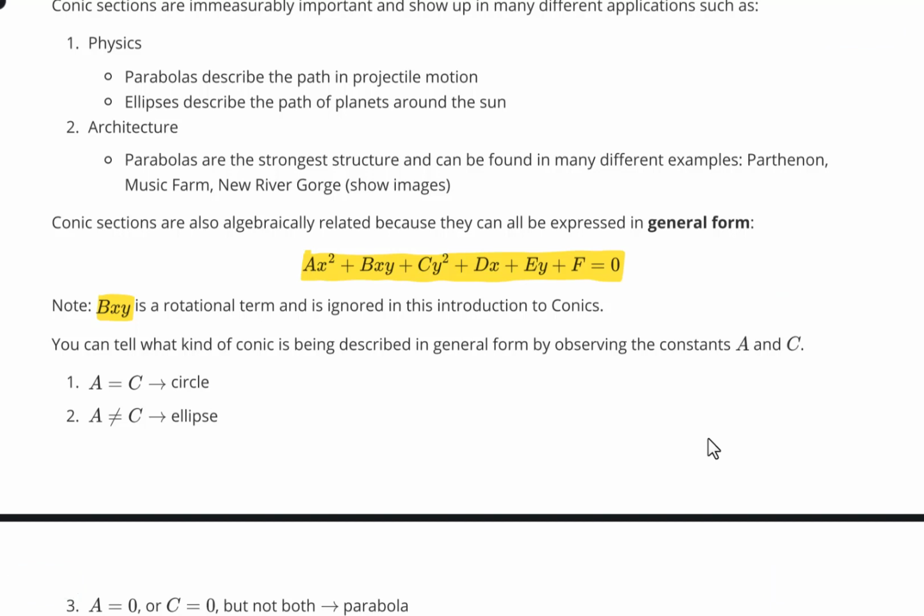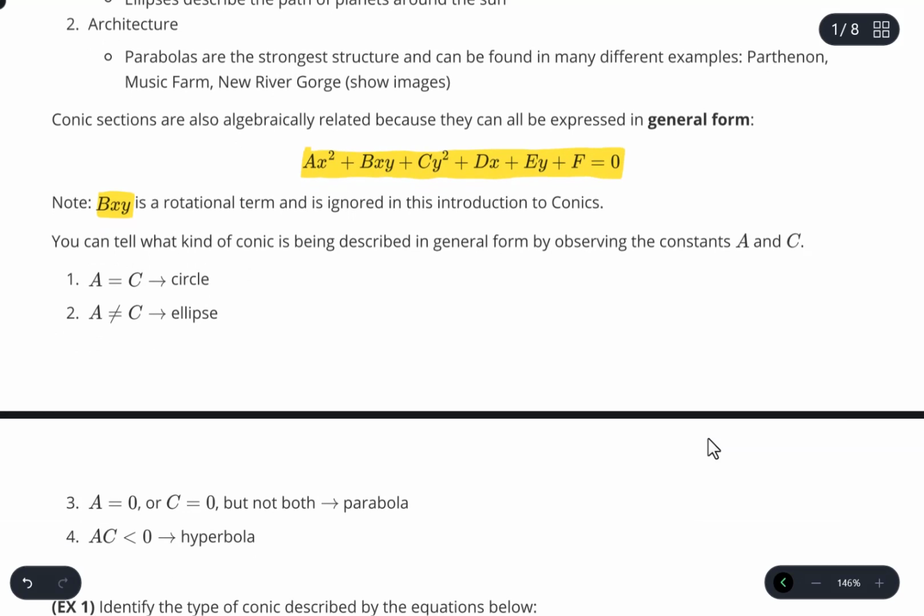But the other coefficients we will need to learn and be able to use pretty readily. And the first thing that we are going to learn how to do is identify which type of conic we're actually looking at simply by observations of the general form equation. So if we look at the two most important variables, that's going to be A and C. These are the variables on the squared terms.